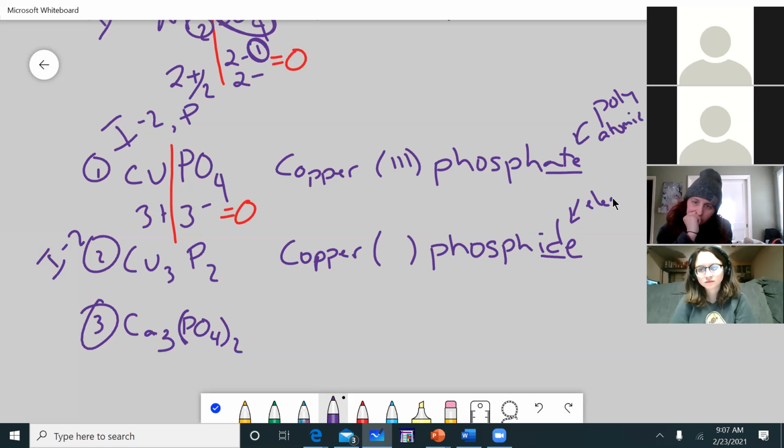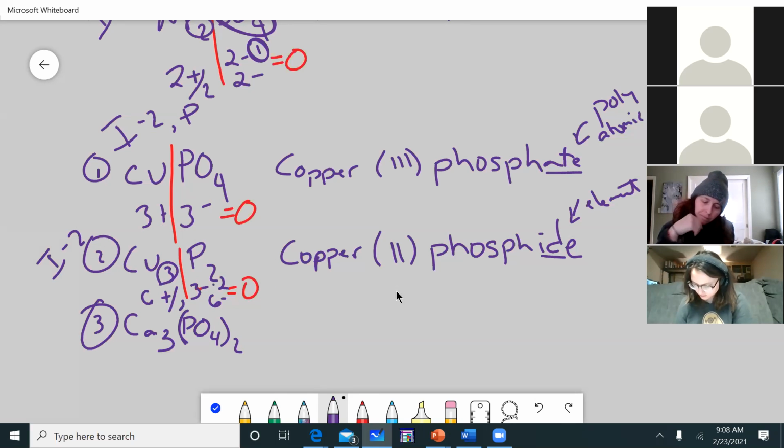IDE is the element. Let's go back and fill in the charge. So if I cut this thing in half, we equal 0. Phosphorus also has a 3- charge, and there's 2 of them, right? So this is a 6- charge. So this has to be a 6+ charge, but I need to divide it by however many I have, 3, for a total of 2. So this would be copper 2 phosphide.